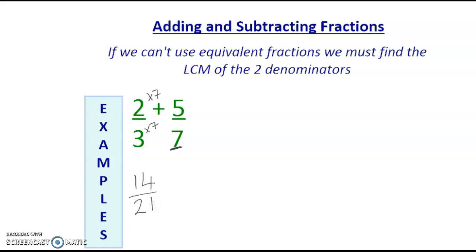Then I'm going to look at my second fraction, 5 over 7, and I'm going to times it by my first denominator. So I'm going to do 7 times 3 and 5 times 3. Whatever I do to the bottom, I have to do to the top. 5 times 3 is 15 and 7 times 3 is 21.